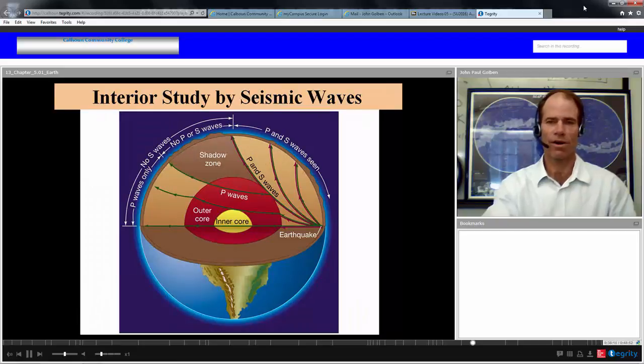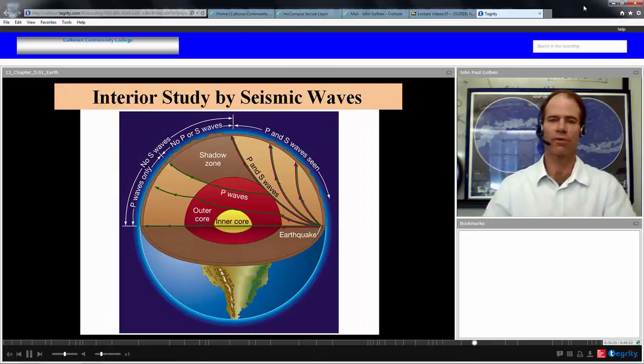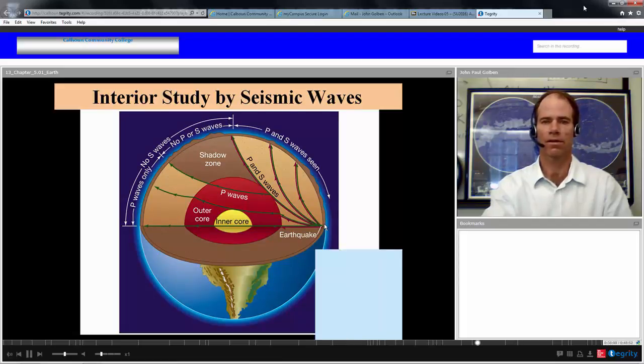How do we know all this? We haven't really dug into the Earth. We haven't gone more than a mile or two into the Earth, and the crust is 30 miles thick. So how do we know what's in the Earth? Well, you can study the interior of the Earth by seismology. If you had an earthquake, say, there are two kinds of waves given off through the Earth. There are S waves and there are P waves.